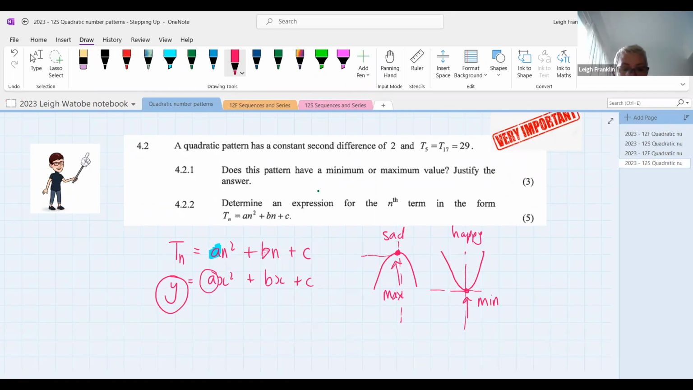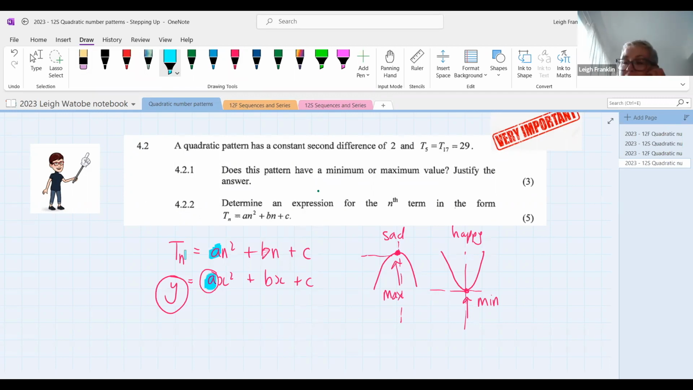So it is exactly the same with quadratic number patterns. They can also have minimums or maximums based on their shape. So let's consider this very carefully. How is shape affected? What letter affects the shape of a parabola? It's the letter A. A is what affects the shape of the parabola.